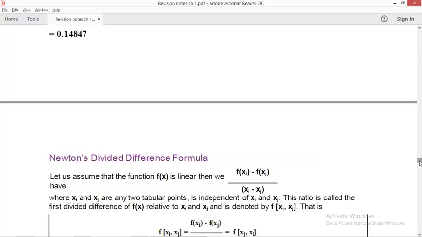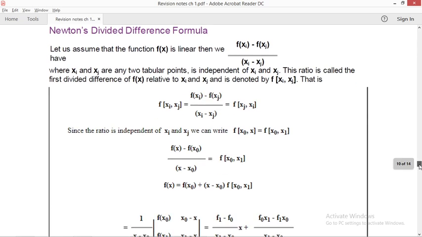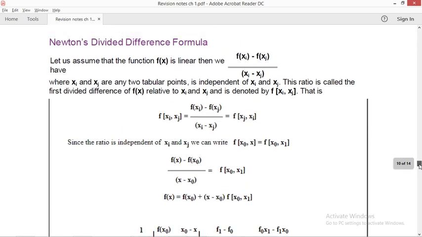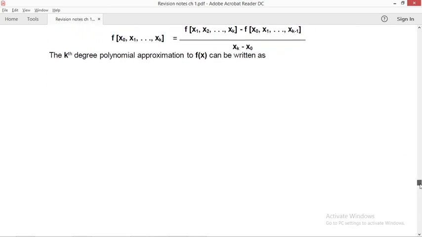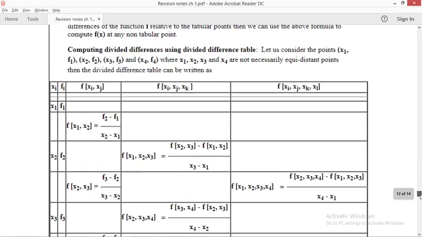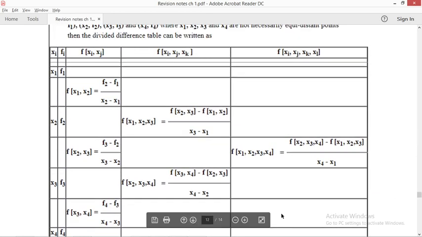Let's see Newton's divided difference formula. Here there will be a change in the way you make the table. Let us assume that the function f of x is linear. Then we have f of xi minus f of xj upon xi minus xj, where xi and xj are any two tabular points, and they both are independent of each other. The title is self-explanatory. It is divided difference. So when we have a table, let's have a look at the table.